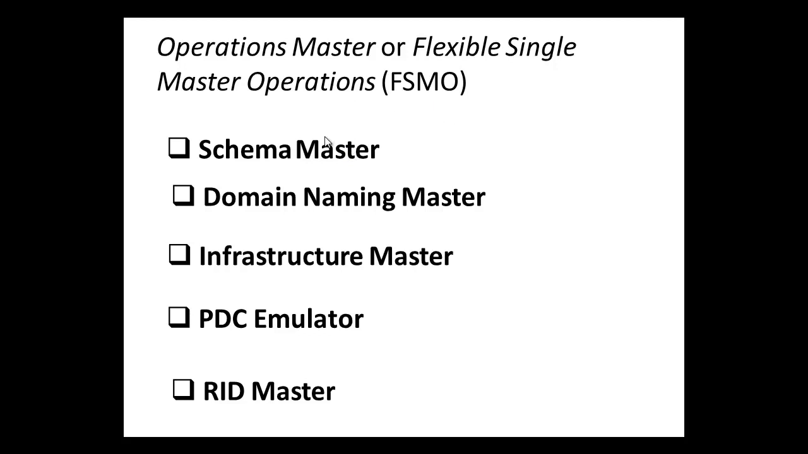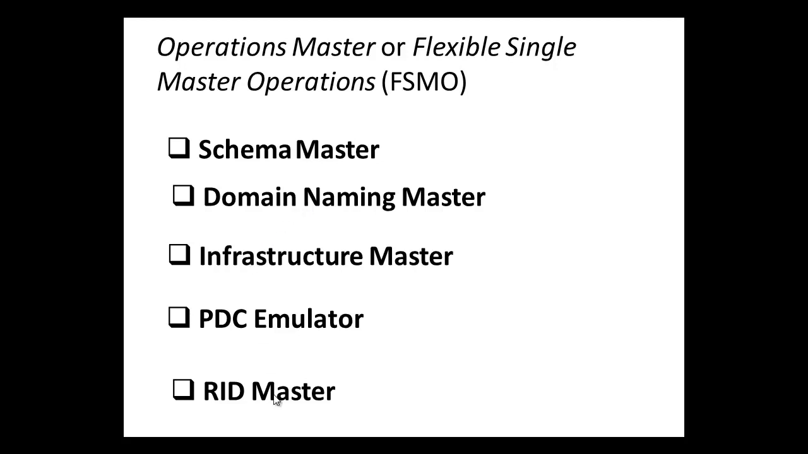The 5 roles are the Schema Master, the Domain Naming Master, the Infrastructure Master, the PDC Emulator, and the RID Master. The first 2 roles, the Schema Master and the Domain Naming Master, are forest-wide, meaning that you can only have one Schema Master for a forest, and you can only have one Domain Naming Master per forest.